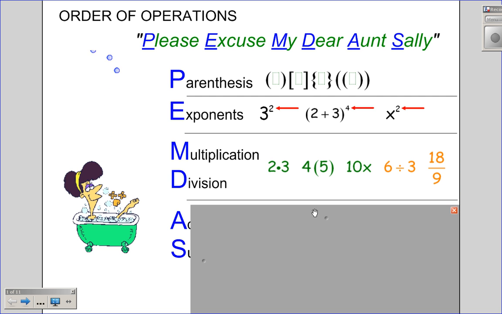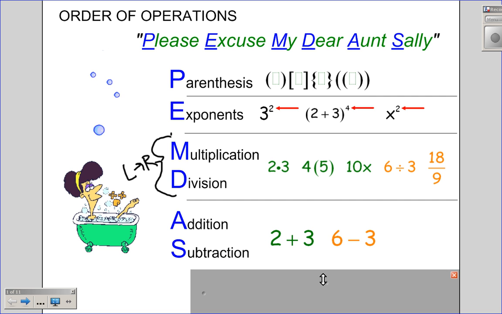Multiplication and division. You see they're grouped together here because we do those together from left to right. So it doesn't really say that multiplication comes first. These really should be next to each other because it's multiplication and division from left to right. So I have 2 times 3. Another way we see it is a number just outside of parentheses, 4 times 5, 10 times x when they're just next to each other, 6 divided by 3, or 18 over 9 are different ways that we might see things written.